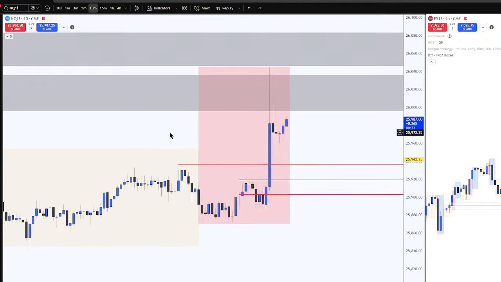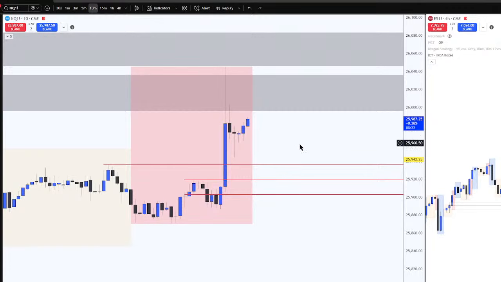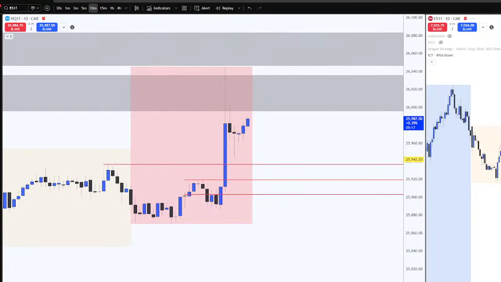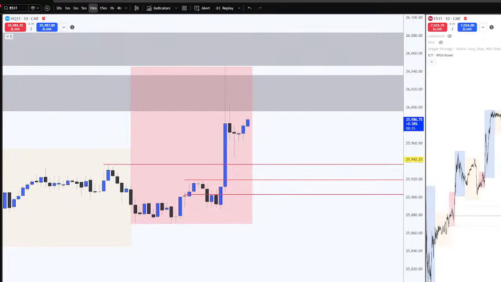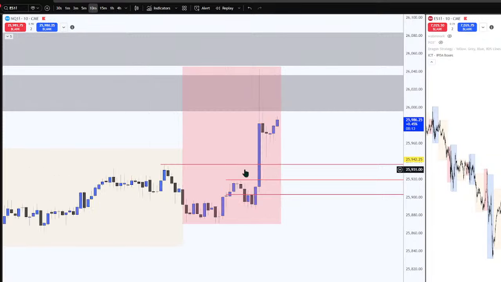So we got our 10-minute chart here. I like to try to develop a plan here, somewhere where I would like to enter. This is a tricky one.